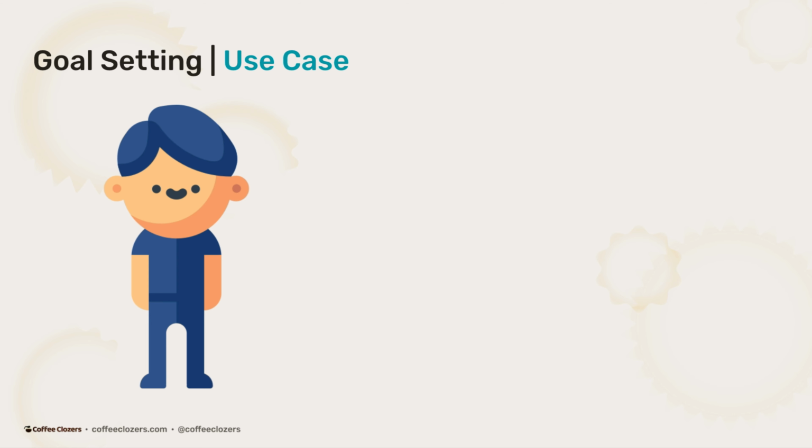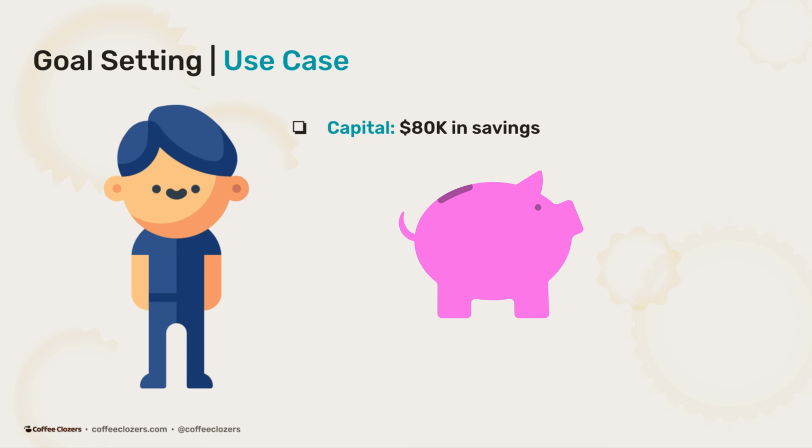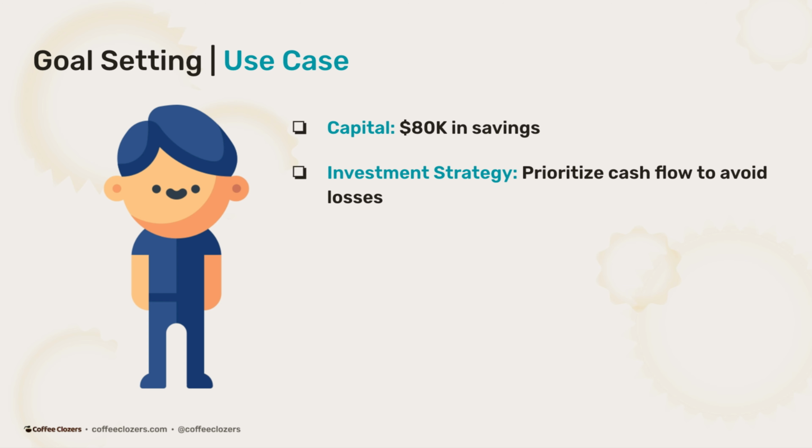Here we have Alex. Alex is a newbie investor looking to acquire his first deal. He starts by filling out each part of his goal planning. So, capital, he has 80K saved in his bank. For investment strategy, he wants to prioritize cash flow. He really doesn't want to lose money month over month for appreciation. This is his main focus.